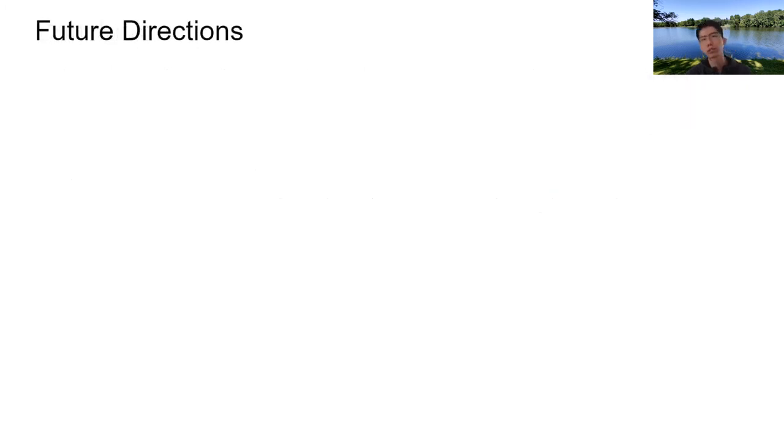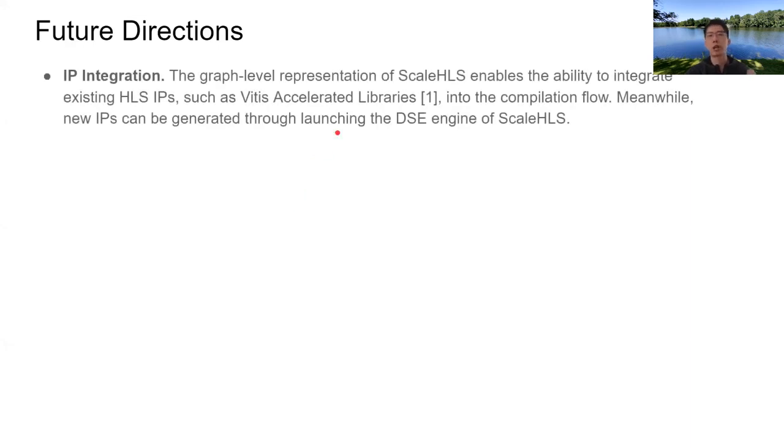And also, ScaleHLS leaves several future directions to work on. The first is IP integration. This is a very common graph level optimization we can apply on high-level synthesis designs. And the graph level representation of ScaleHLS actually enables the ability to integrate existing HLS IPs into the compilation flow. And meanwhile, we can also generate new IPs by launching the DSE engine of ScaleHLS.